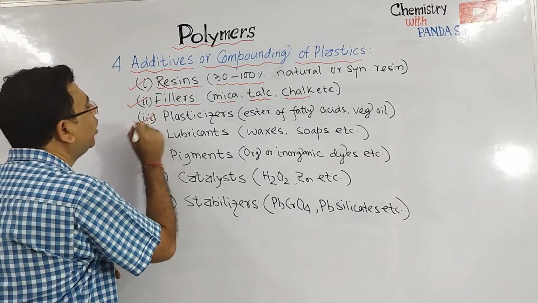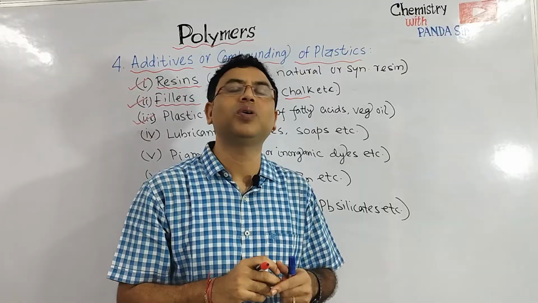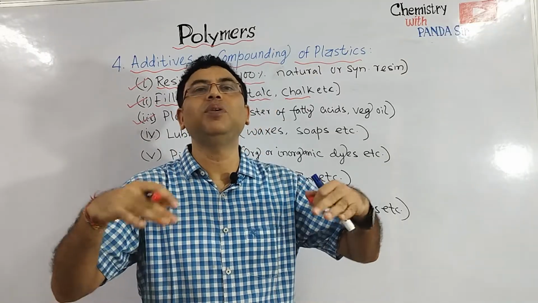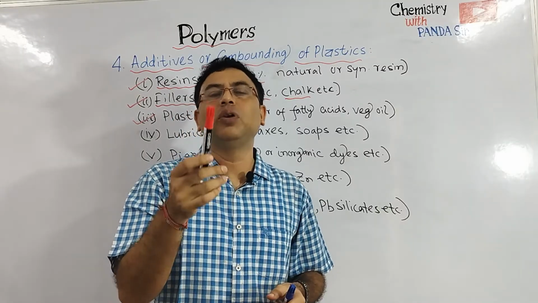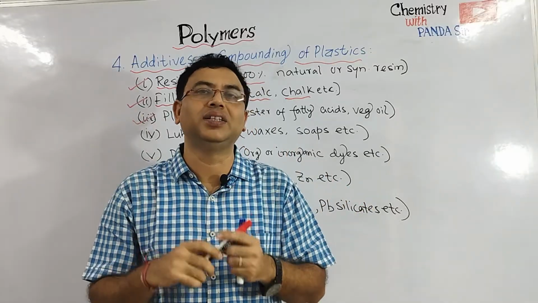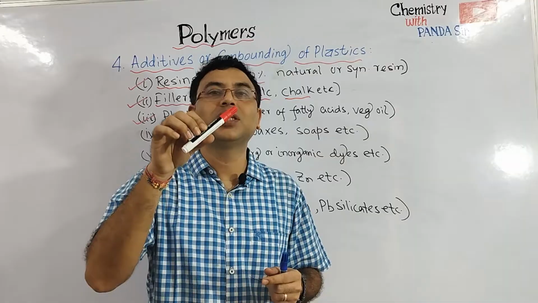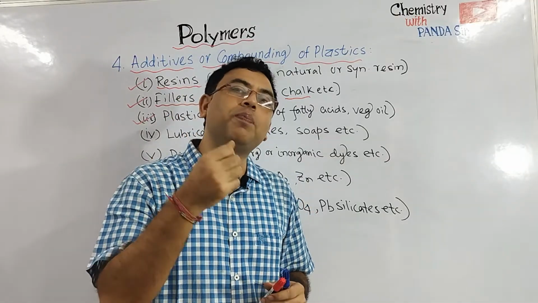Now the third point is the plasticizer. Why plasticizer? From the name you can understand that a plasticizer increases the flexibility of the polymer. Suppose this polymer is very hard, it will have much more chance of being brittle. The higher the hardness, the higher the brittleness. But if a little bit of plasticizer is present, it makes the product a little bit more flexible. It will give you more impact resistance.